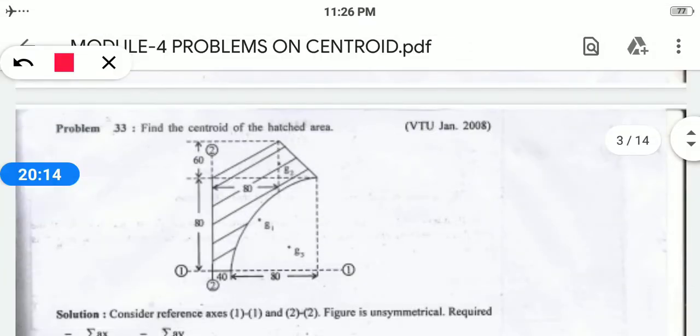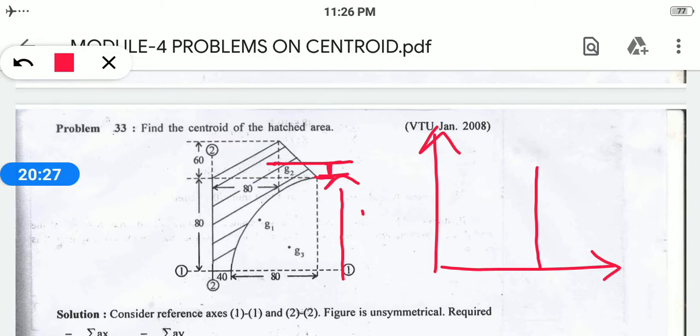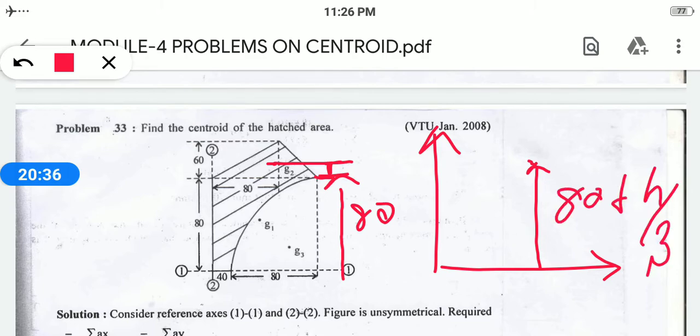What we have already said is that whatever value you are taking, it must be from the axis. Okay, here it is h by 3. But from the bottom, what will be the length? Up to this is 80. So what will be the distance to the centroid? 80 plus h divided by 3.